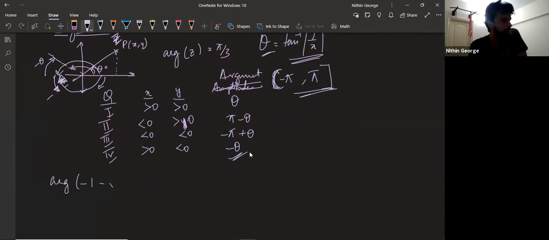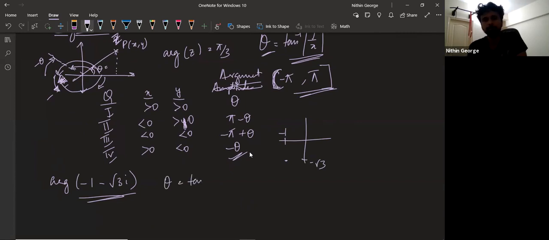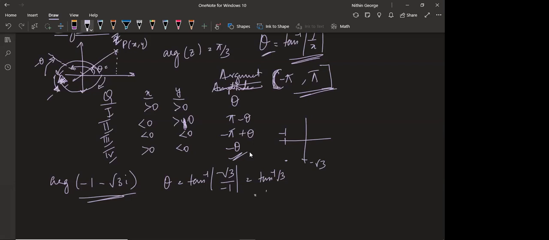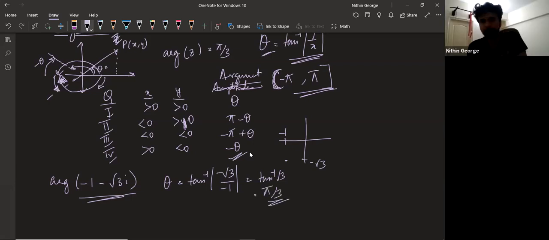Tell me the argument of minus 1 minus root 3. Find the argument of this. In your mind, plot it on a graph. Minus 1 is the x part, minus root 3 is the y part. So you're looking at a third quadrant angle. How do you find theta? Tan inverse of minus root 3 by minus 1, so that becomes tan inverse root 3, which is 60 degrees, pi by 3.